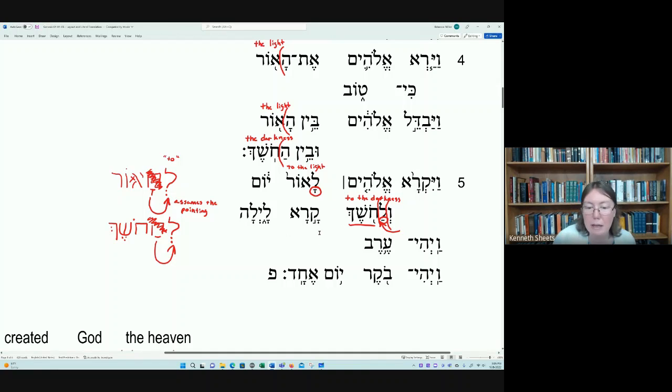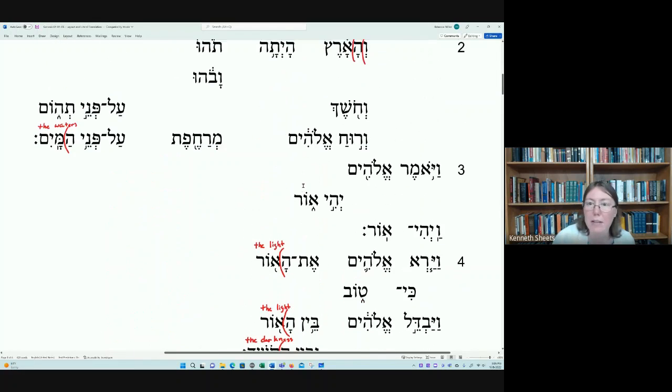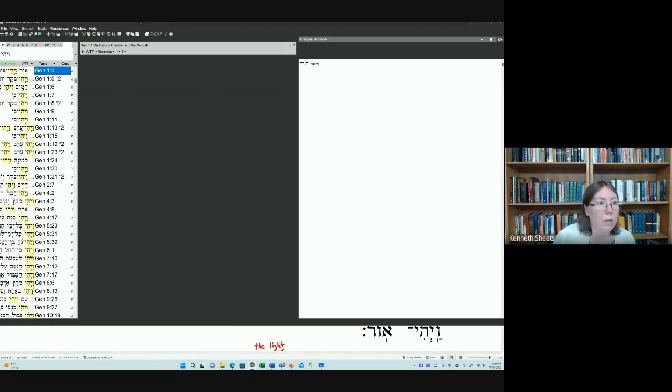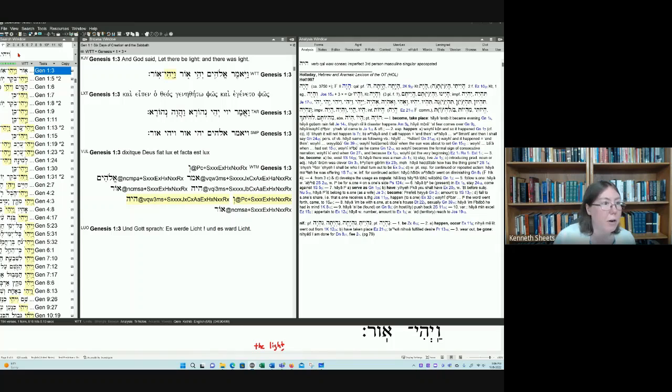And then you can see kara laila. Vayihi erev, vayihi voker yom echad. And so no other articles in there. So thus you can see how it is then that we can begin to identify some of the articles within a text. Is it significant knowing if there is an article or not?